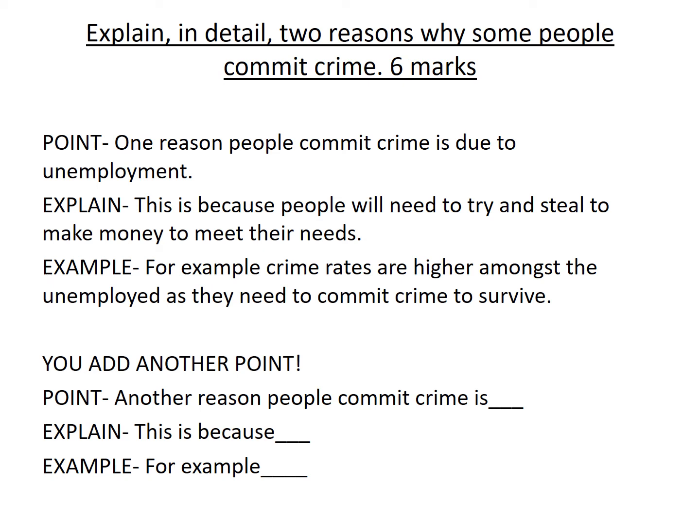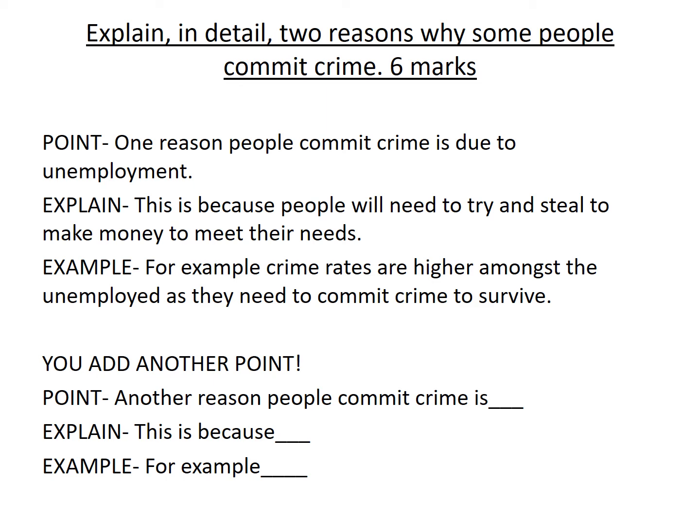So explain in detail 2 reasons why some people commit crime. So I've done the first point for you. So we've got here, 1 reason people commit crime is due to unemployment. This is because people will need to try and steal to make money to meet their needs. For example, crime rates are higher amongst the unemployed as they need to commit crime to survive. So that's the first point done for you.